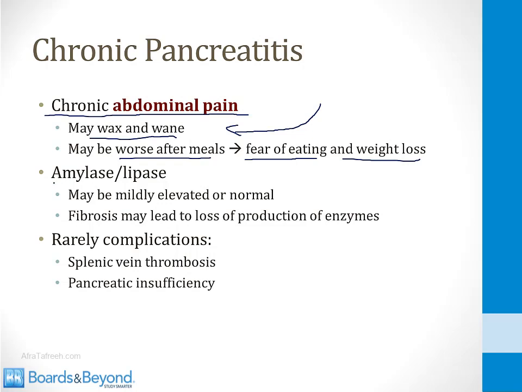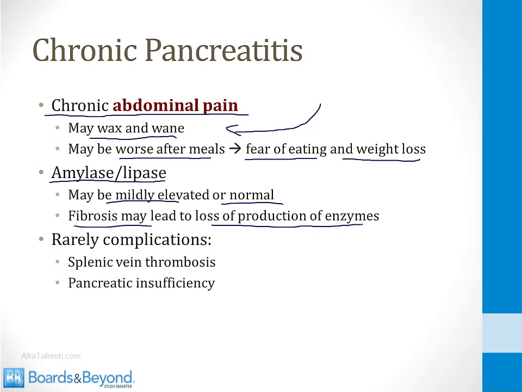You can measure the serum levels of amylase and lipase, but they're not that helpful. They may be mildly elevated or normal. They are not markedly elevated like you see in acute pancreatitis. One of the reasons measurement of these enzymes isn't that helpful is because the fibrosis in pancreatitis often leads to a loss of production of enzymes. Essentially, the condition chews up the pancreas, so there aren't enough cells around to produce high levels of amylase and lipase.